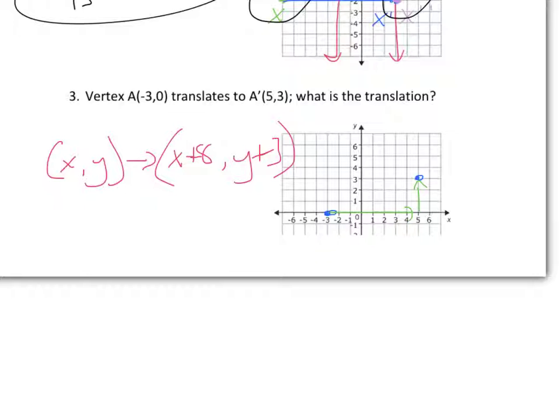That's all I'm looking for in a problem like that, is to draw the translation. All right guys, that's it for chapter 7.